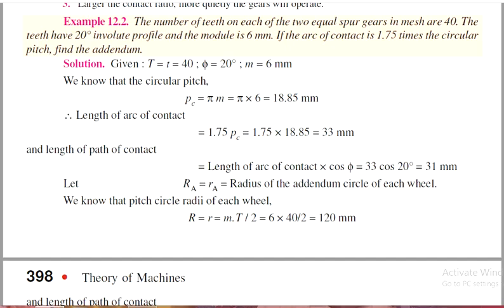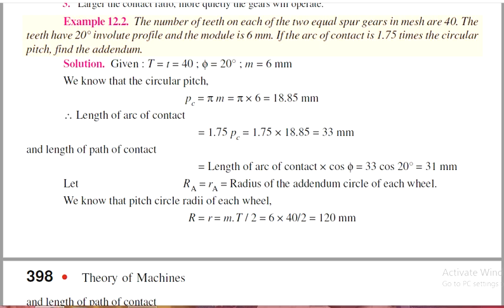Hi students, today we are discussing problems on gears. As we already know the details of length of contact, length of arc of contact, length of path of contact, number of pairs of teeth, and different types of teeth, that is involute and cycloidal teeth.